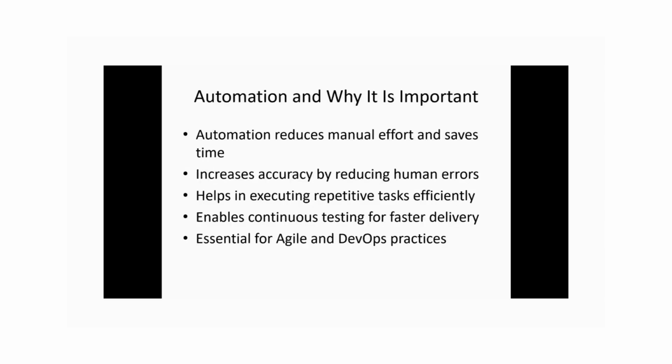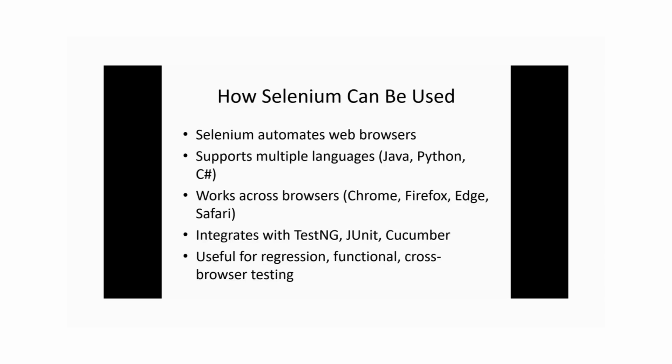Now, what is automation? Automation is something that reduces manual effort and saves time, increases accuracy by reducing human errors, helps in executing repetitive tasks efficiently, enables continuous testing for faster delivery, and is essential for agile and DevOps practices. So, the automation can be integrated with your DevOps tasks so that after every release, the automation can test the sanity of your application.